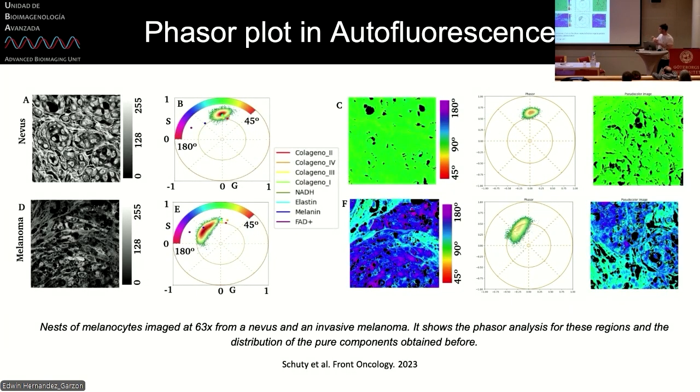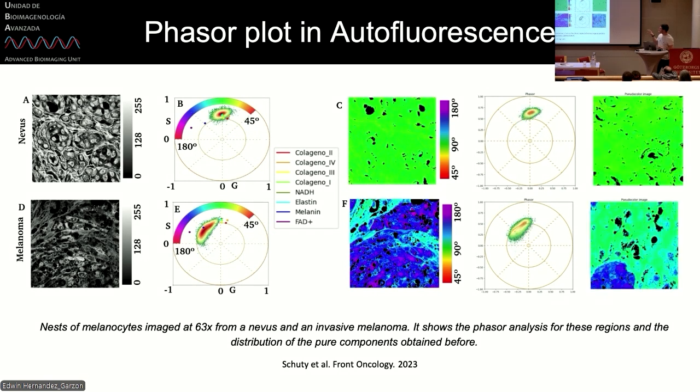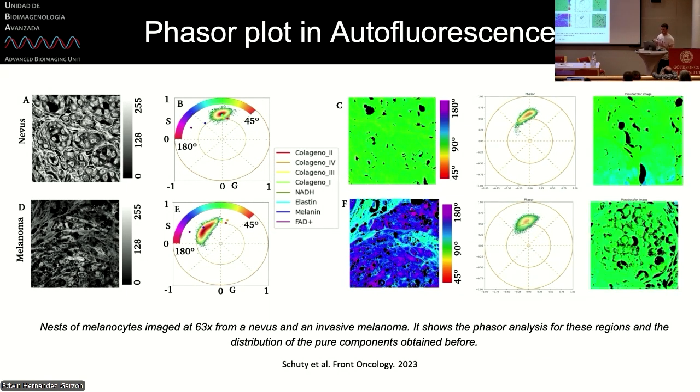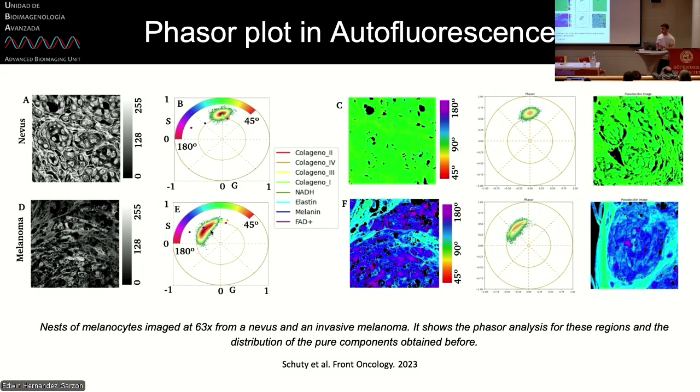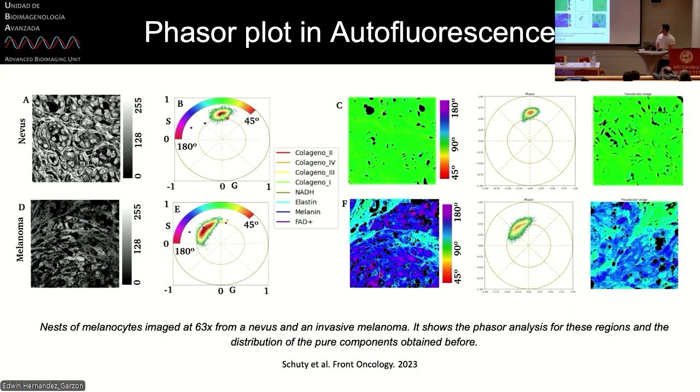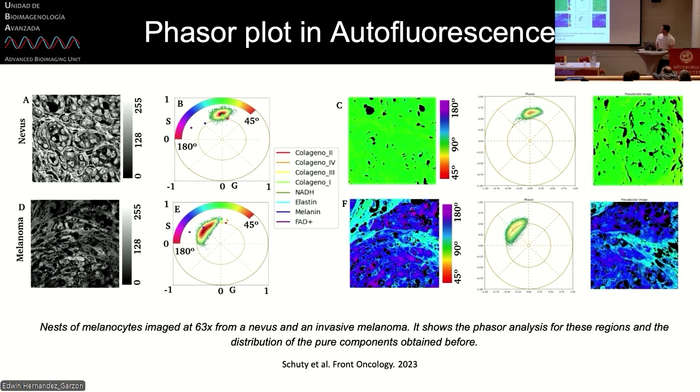Then there is a bigger study that we did, but if we know which components we have on the skin with other methods, we can start to study the distribution over the phasor and the spectral distribution and create an image of this region.